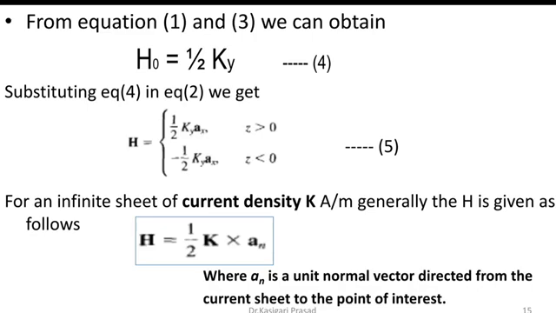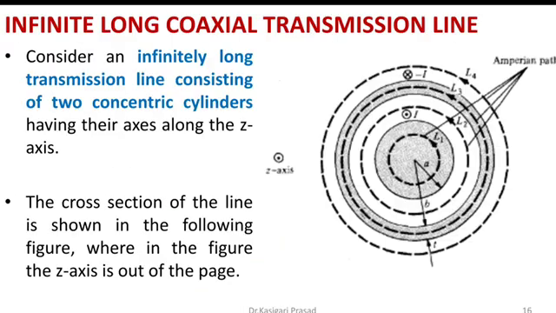This is the conclusion we are taking. For an infinite sheet of current density K amperes per meter, generally H is given as H is equal to 1/2 K cross a_n, where a_n is the unit normal vector directed from the current sheet to the point of interest. We take that a_x distance in the normal direction. This is how we can calculate the amount of magnetic field produced from an infinite sheet.